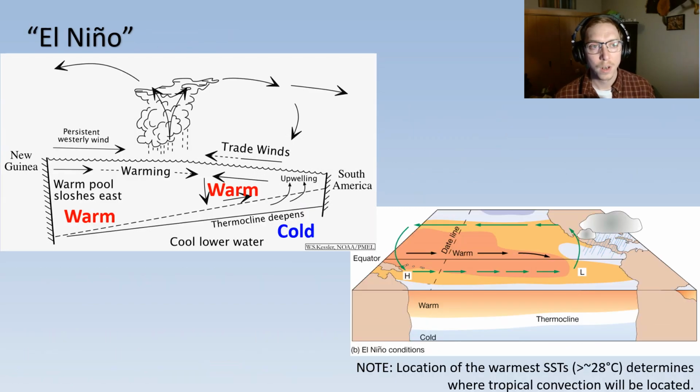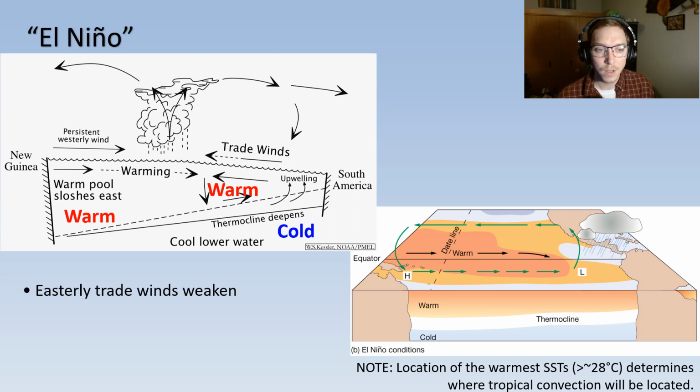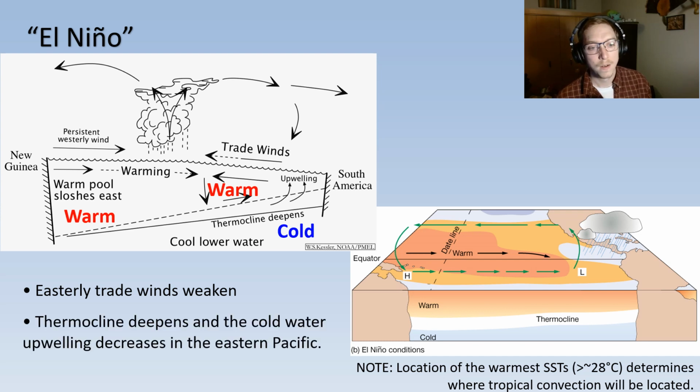Now, during El Nino conditions, if we look off the coast of New Guinea, this warm pool sloshes towards the east. The easterly trade winds weaken. The thermocline deepens and the cold water upwelling decreases in the eastern Pacific. We see that over here, right? So this cold water upwelling decreases. This cold water isn't getting as high up as it was previously.